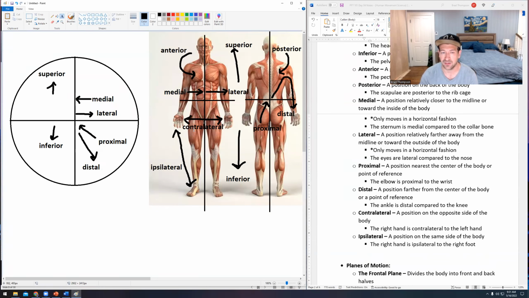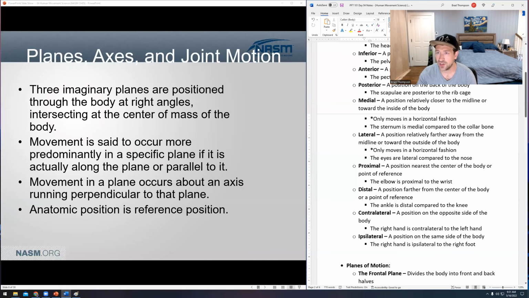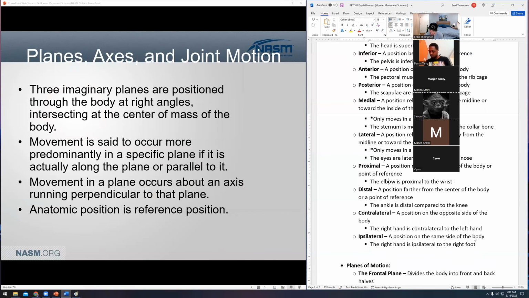And then contralateral, which is on the opposite side of something else. And ipsilateral, which is on the same side of something else, right? So those are our directional terms as they exist. Any questions on that, guys, before we move into the next one?